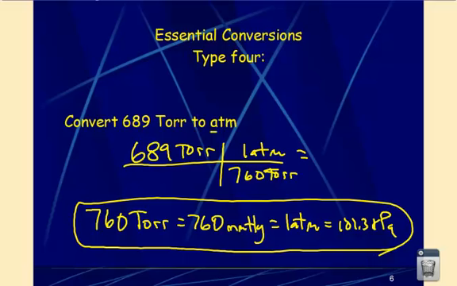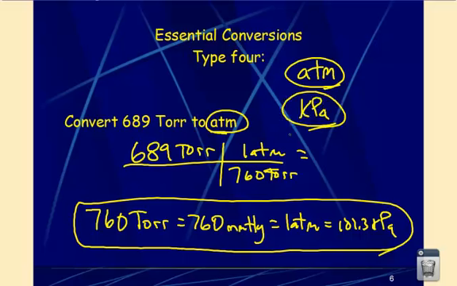So now the reason I said you got to go to atmospheres is because there are 2 different values for that R, or that ideal gas constant, that are common. One of them has atmospheres in it, and the other one has kilopascals in it. Now, there is one for torr, and I'm going to show you how to calculate that.